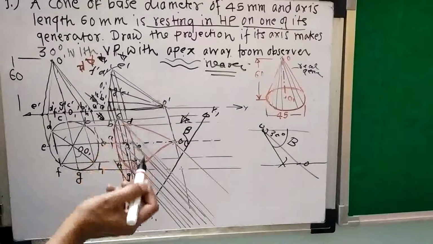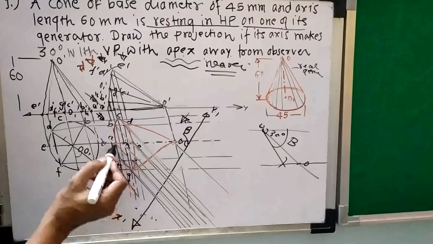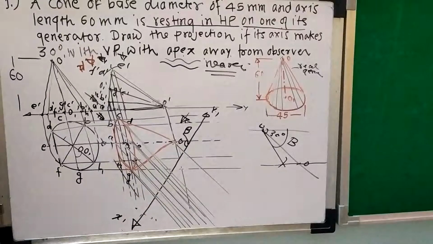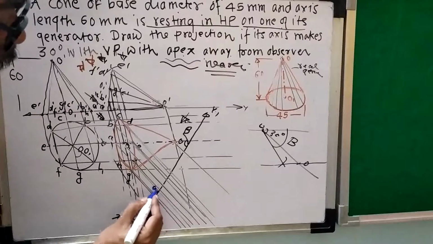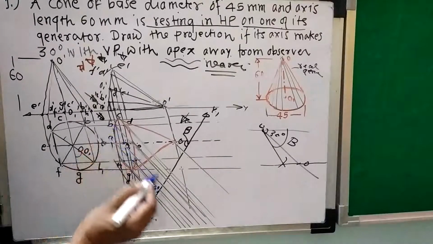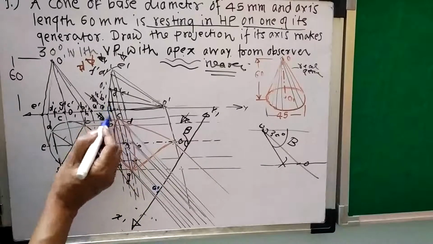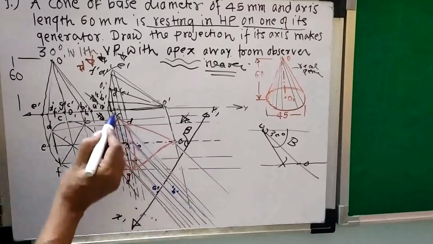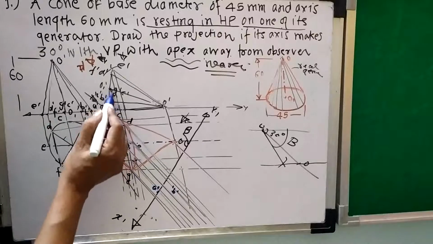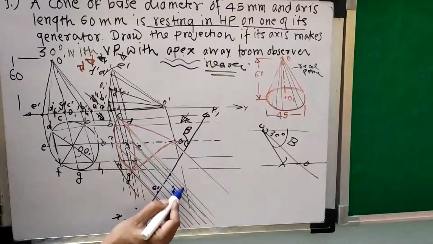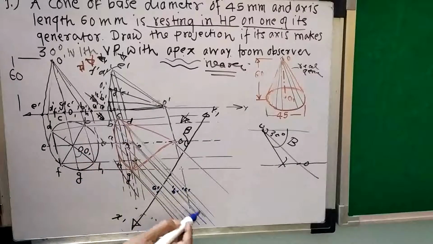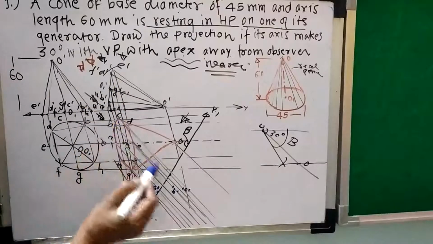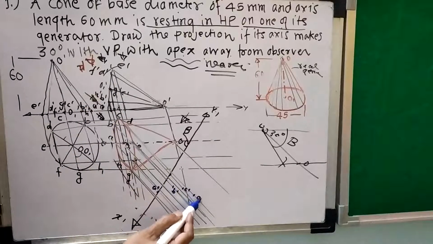Now take the previous distance from A. A is on XY, so A will be here. So this will be A dash. Then I will take the B projector. B is this much distance, I will take it in the compass and cut from this. So this will be B dash. Then C, this much distance I will take in the compass and cut from this, C dash. Then D, on the D projector this much distance I will take in the compass and cut here, so D dash.